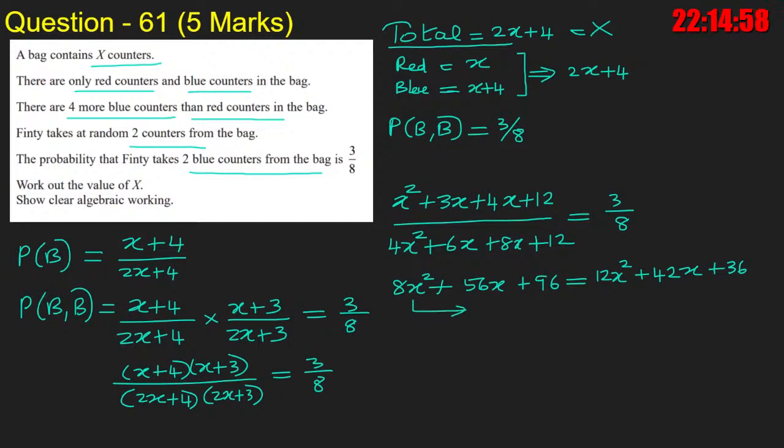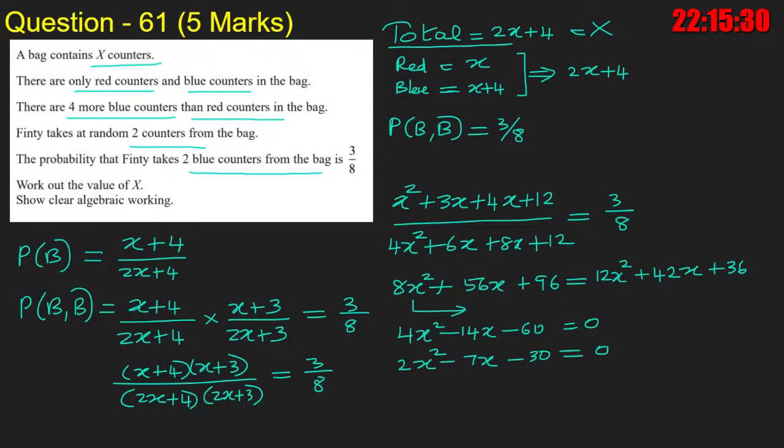8x squared goes to the other side. 12x squared take away 8x squared is 4x squared. And 56x goes to the other side, so it's going to be minus 14x. Minus 96 minus 36 is minus 60 equals 0. So now it's going to be, sorry, 2x squared minus 7x minus 30 equal 0, right?